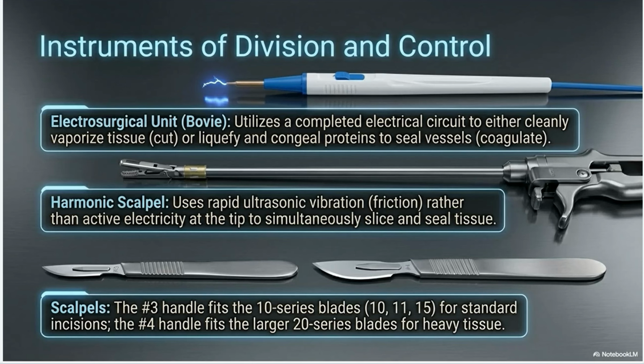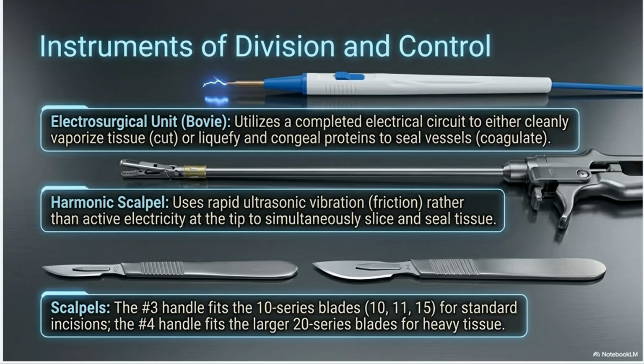One of the most commonly used devices is the bovie, also called the electrosurgical unit or ESU. This device uses electrical energy to either cut tissue or coagulate blood vessels. When used in cutting mode, the electrical current vaporizes tissue cells, allowing surgeons to divide tissue quickly. In coagulation mode, the energy causes proteins in the blood vessels to denature, sealing them shut to stop bleeding.